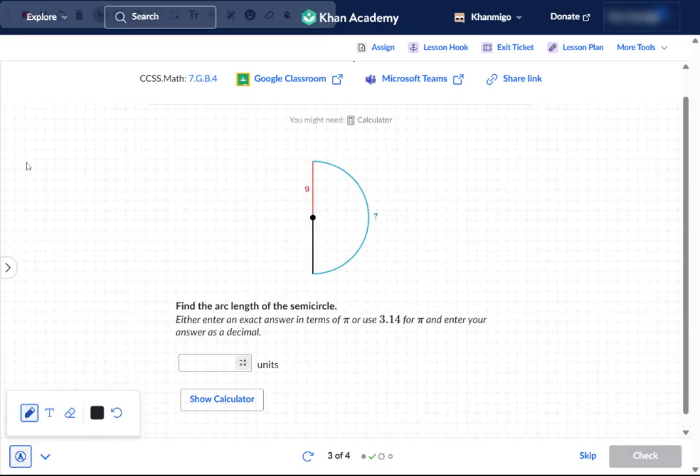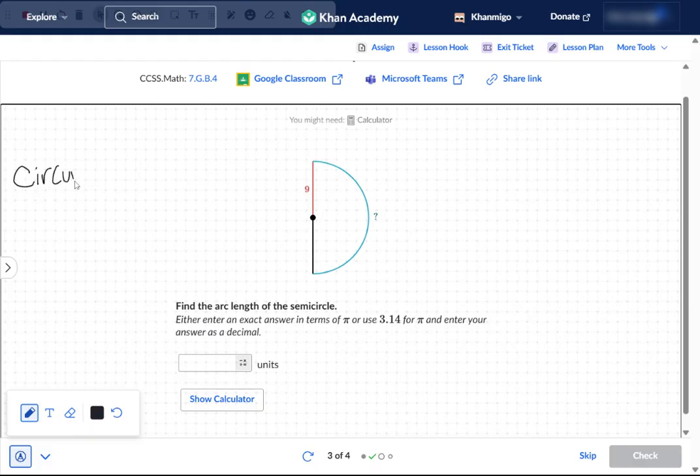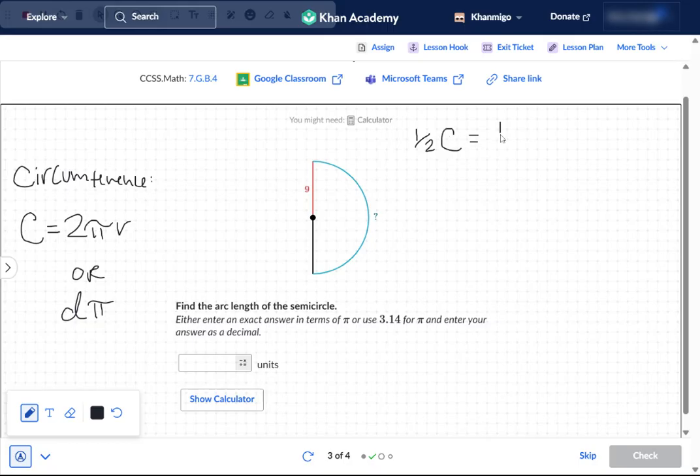Same idea, right? Circumference. Look at that beautiful handwriting. Circumference is equal to 2 pi r, or we can say diameter times pi. Either one says the same thing. And again, we're looking at a half circle. So we don't want the full circumference, the full circle. We just want half of it. So I'm going to include that in our equation just to remind us of what's happening here.